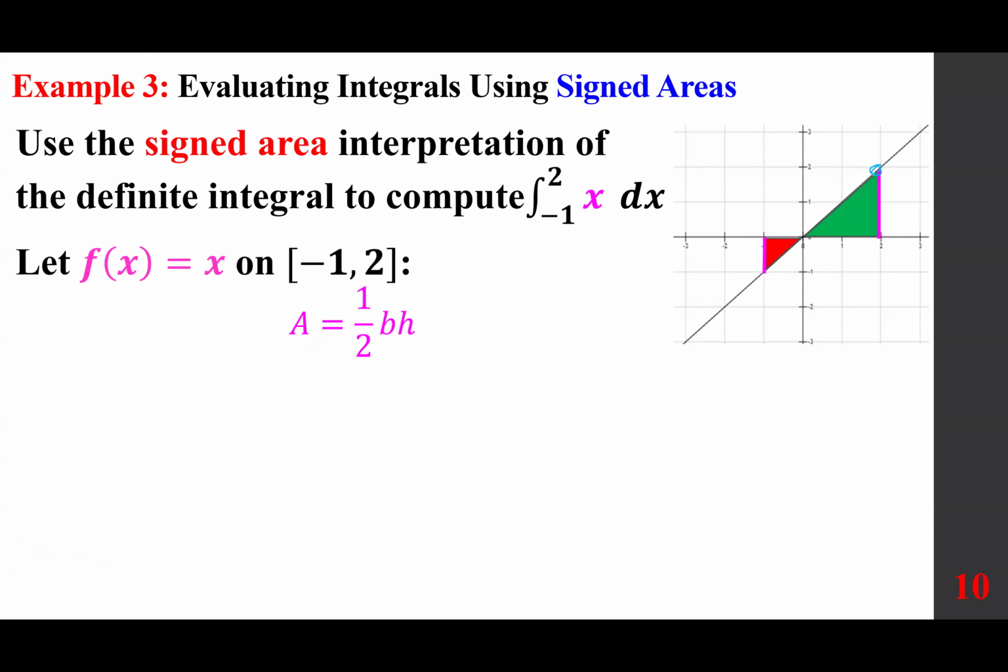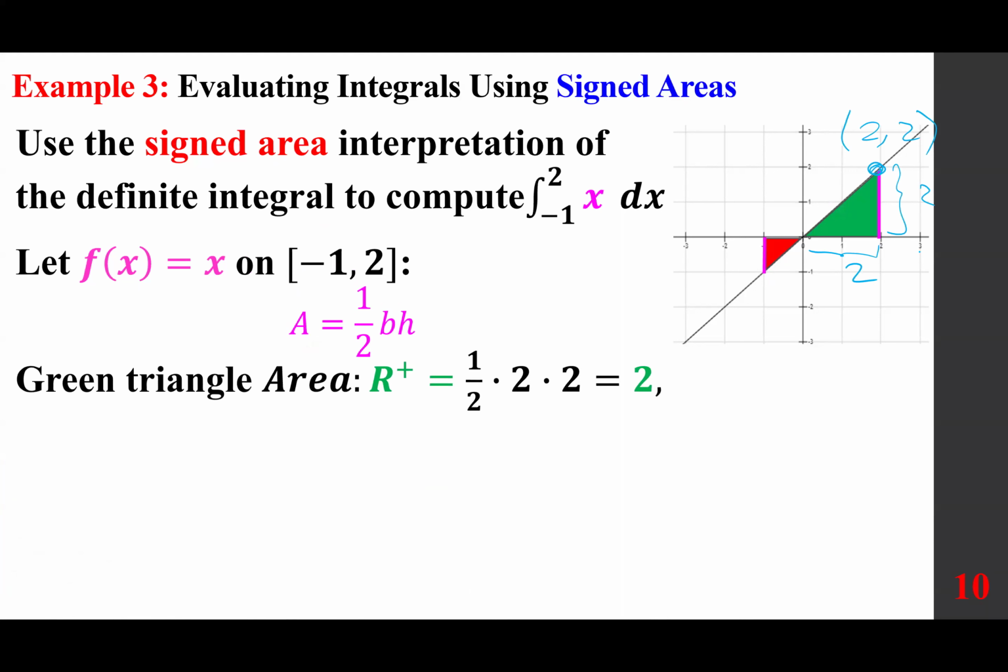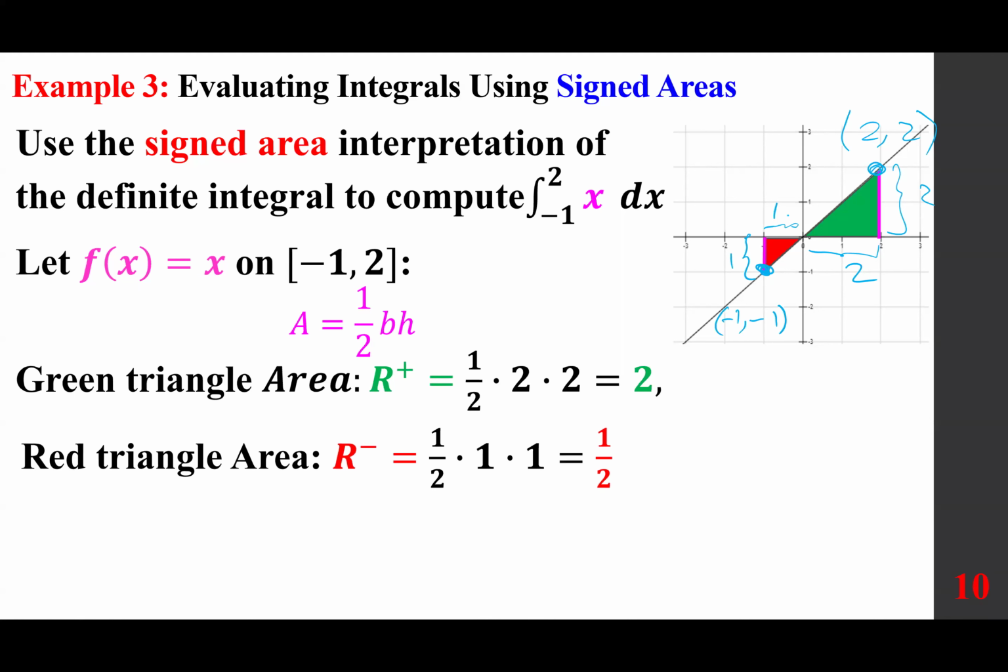Notice this one has coordinates 2, comma 2. So 2 times 2 divided by 2 gives you the area equals 2 for the green part. For the red one, this one has coordinates -1, -1. So this has a distance of 1. This has a distance of 1. Their product is 1, half of it is 1/2. And the signed area says the difference of the two, which means 2 minus 1/2, or 3/2, is the answer.